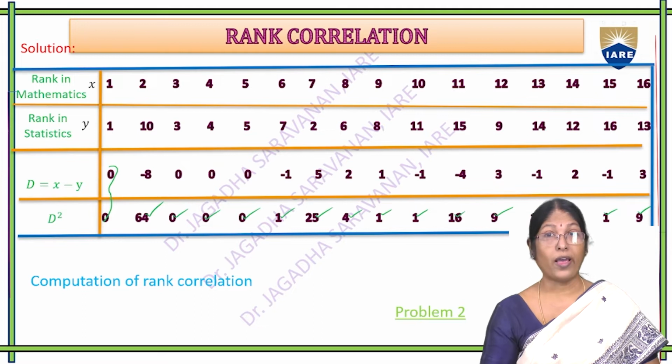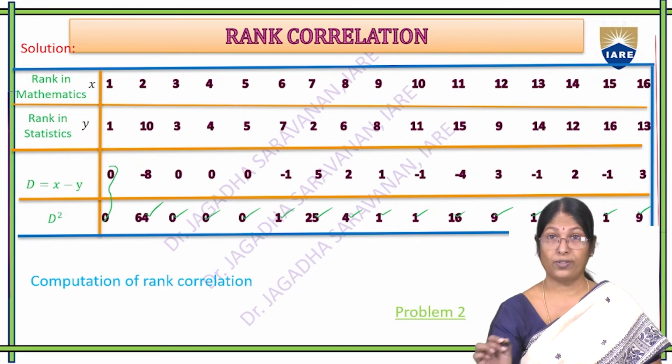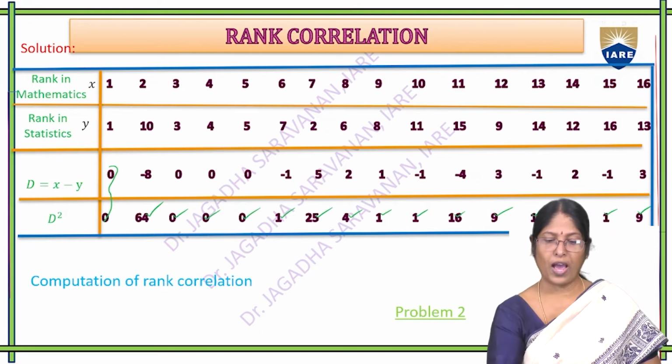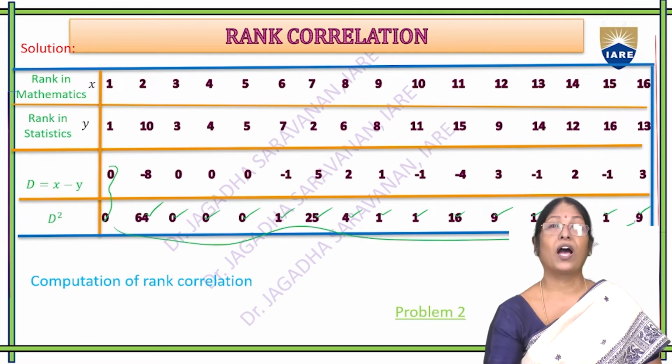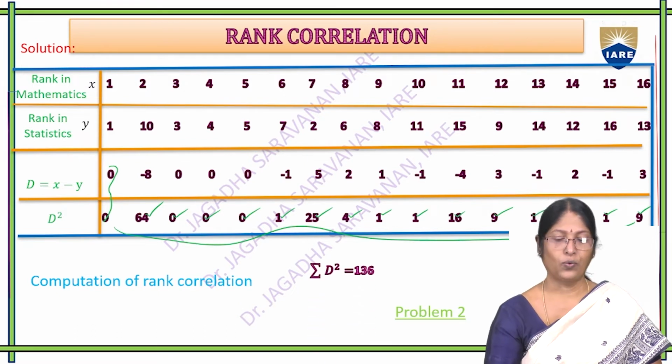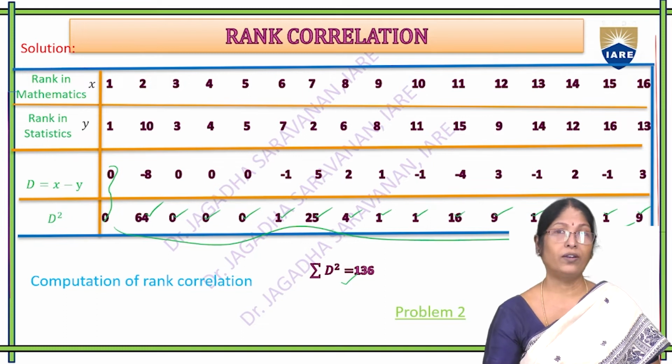Sum of the squares of the difference of two ranks, that is our d square, which is defined for it. So we have to complete this data. We have to do the summation, the addition. So we have done it. Summation d square equal to 136.